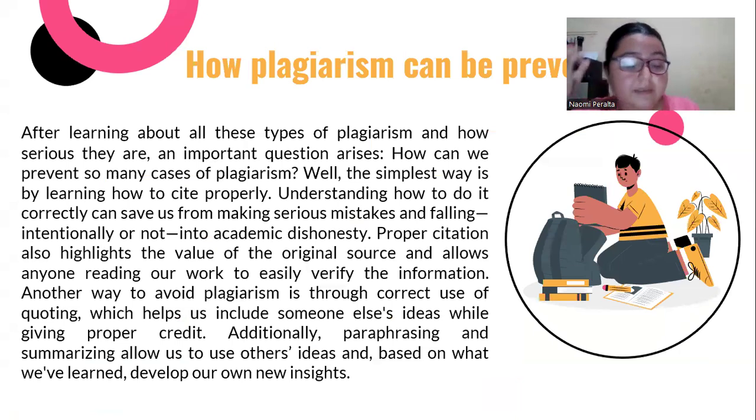After we go through all these types of plagiarism, what can we do to prevent it? Well, I think the simplest way to avoid this is to cite properly, because understanding this correctly can save us from committing academic dishonesty. And if you want some easier ideas, you have paraphrasing and summarizing. It's a really good way of using others' ideas, learning from them, and avoiding plagiarism. Thanks.